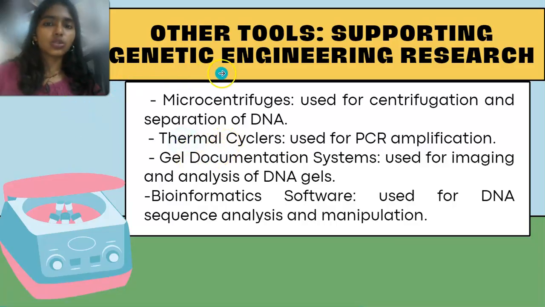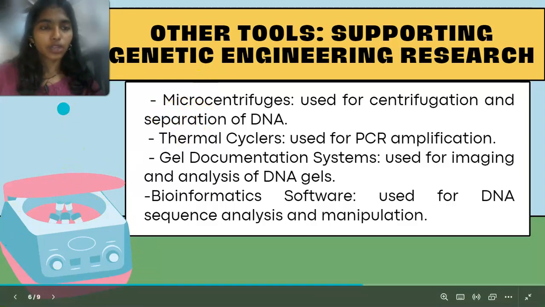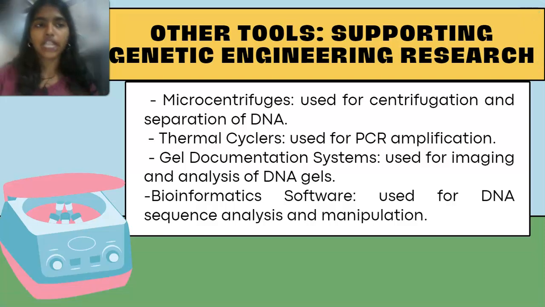Here are other tools supporting genetic engineering research. Microcentrifuge: this is the machine used for centrifugation and separation of DNA. You can get DNA as a pellet and the supernatant as liquid. Thermocycler is used for PCR amplification again. Then the gel documentation system is used for imaging and analysis of DNA gels. Bioinformatics software is used for DNA sequencing analysis and manipulation.